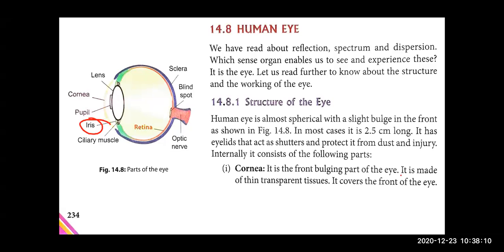So what is the work of iris? It is going to control the size of pupil. It is going to increase or decrease the size of pupil, and by increasing or decreasing the size of pupil, the hole which is in the middle of the iris, it is controlling the amount of light which is going to enter the eye.